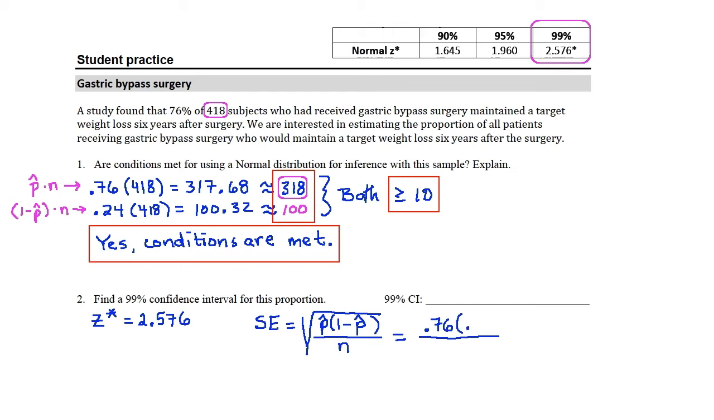For our standard error, we know that our sample proportion p hat is 76% or 0.76. 1 minus p hat is 0.24. And n is 418, and the whole thing is inside 1 square root. So putting that into a calculator gives us 0.0212976.